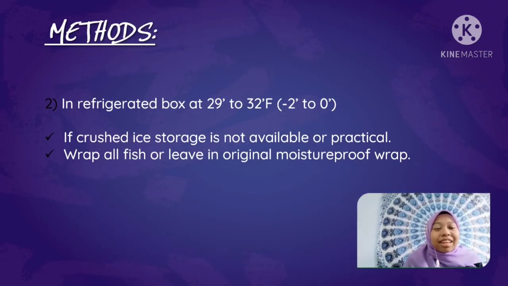Next is a refrigerated box at 29 Fahrenheit to 32 Fahrenheit. This method can be used if crushed ice storage is not available or practical. Wrap all fish or leave in original moisture-proof wrap to use this method.